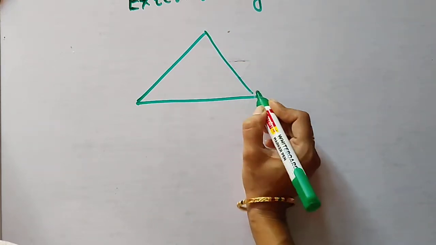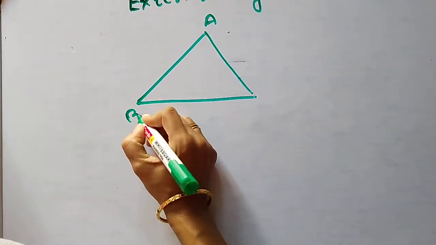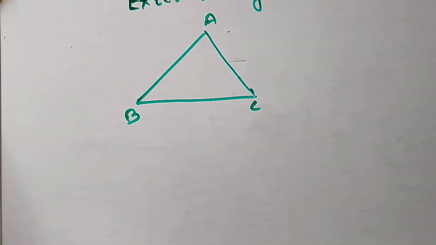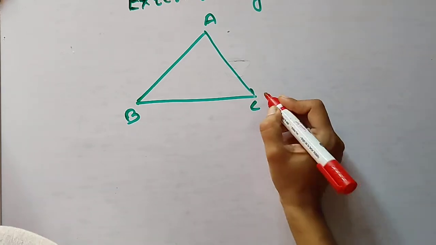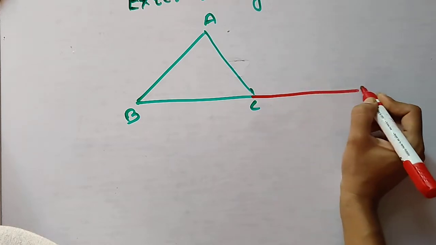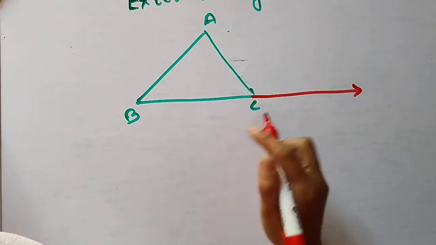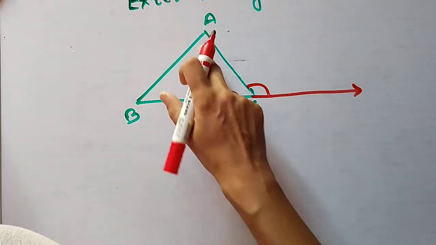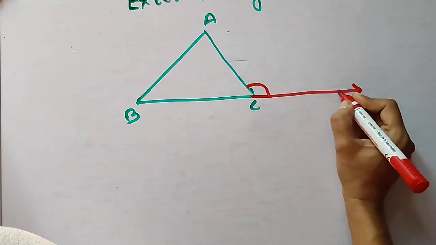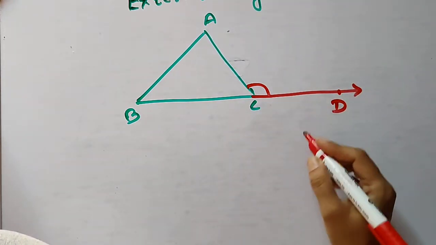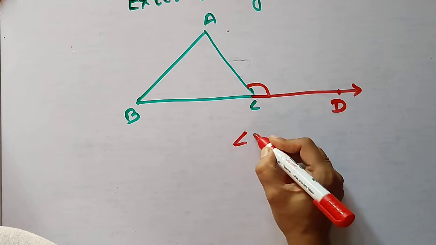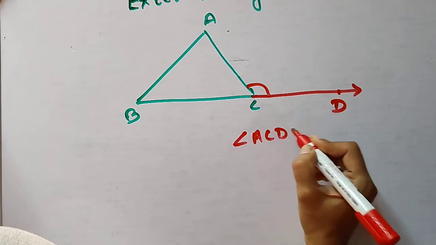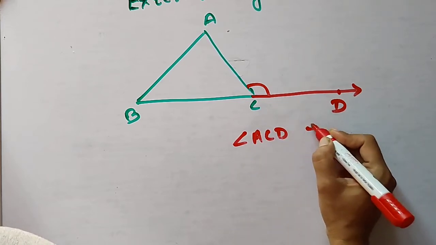triangle ABC. Exterior angle means that you have to extend a side, so the angle lies in the exterior of the triangle ABC. So this is side BC, and we take a next point D. So angle ACD is called an exterior angle.